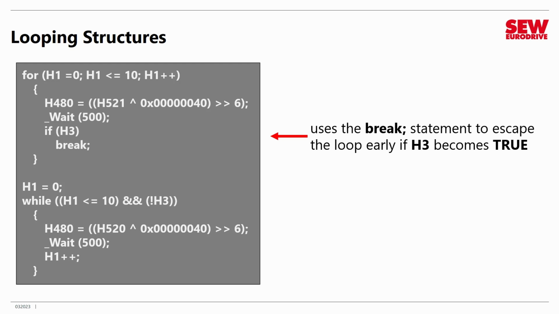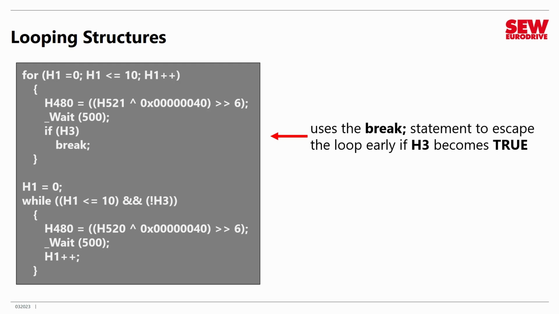First of all, check the count. Is h1 less than or equal to 10? That maintains the count. And notice there's an and statement there that's watching the h3 variable. When that h3 variable becomes true, then the while loop on its own will terminate itself. And that is considered the better way to do it.